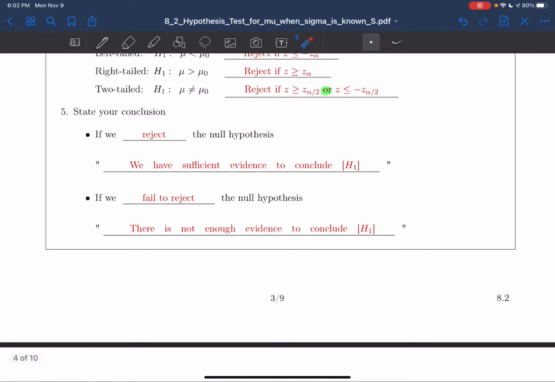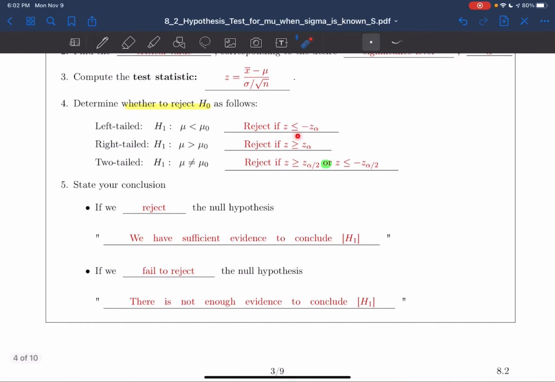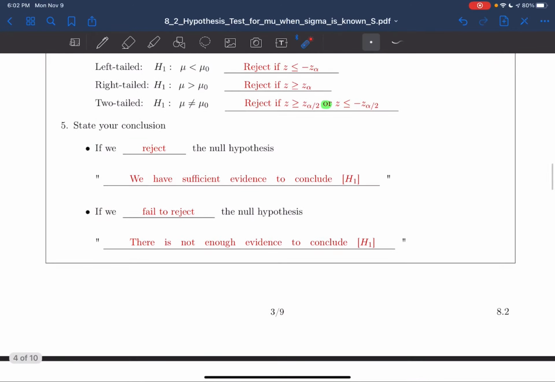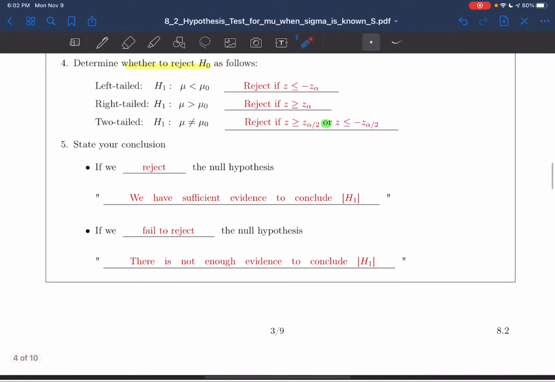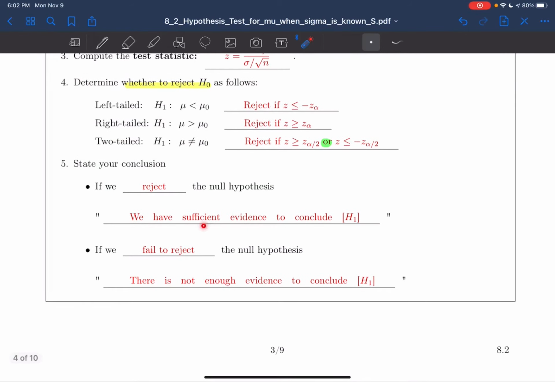So let's say we reject our null hypothesis. So let's say one of these is true. How do we state our conclusion? Well, we could say something like, we have sufficient evidence to conclude, and input whatever your alternative hypothesis was. So that's one way, probably the easiest way.